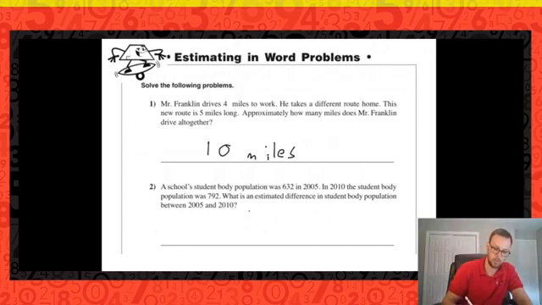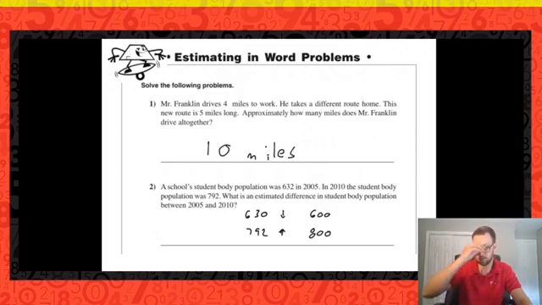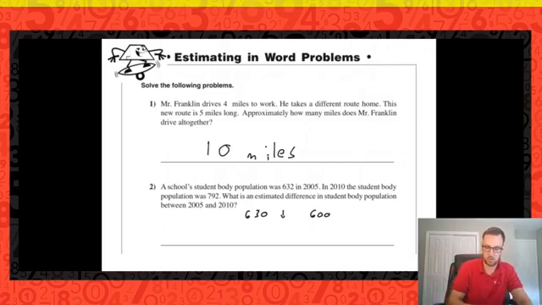632, we'll rewrite it here. 632 is really close to what hundreds number? All right, we could round that down to 600. And 792 is very close to 800, so we'll round that up to 800. So what is the difference between 800 and 600? 200. Nice job. So our estimated difference is 200. Good job.